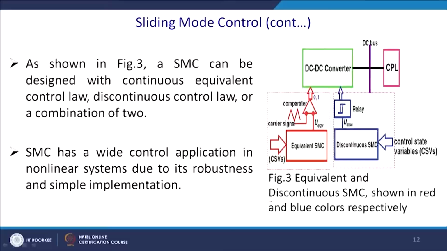For example, in this figure 3, the equivalent and the discontinuous SMC are shown in red and blue color respectively. I am coming to this point a little later. This is a DC to DC converter and this is a CPL. So this red one is an equivalent SMC and it is in a continuous domain, and these may be operating in a discontinuous conduction mode, and you put it into a separate system and apply a separate controller.